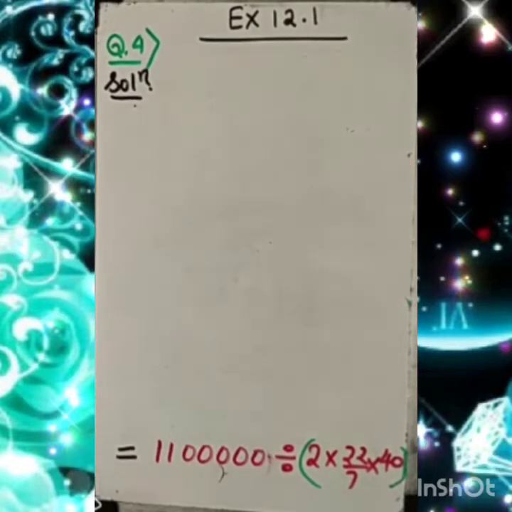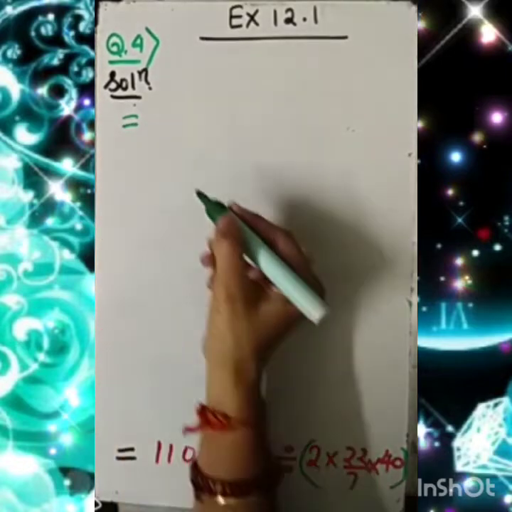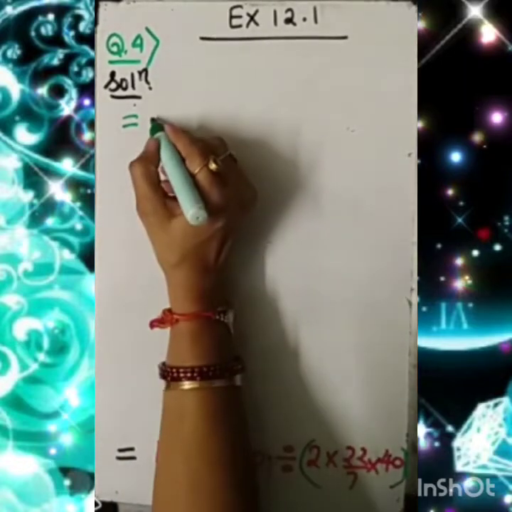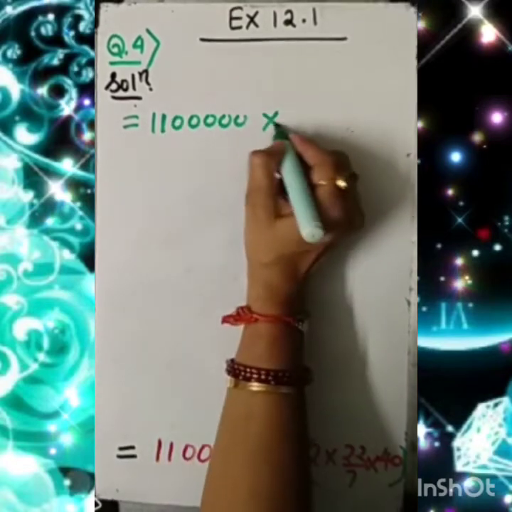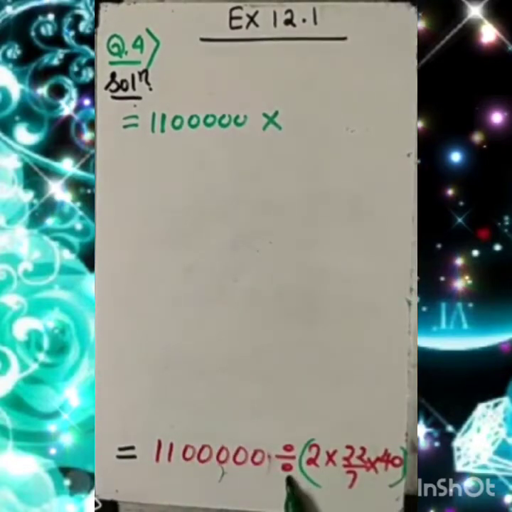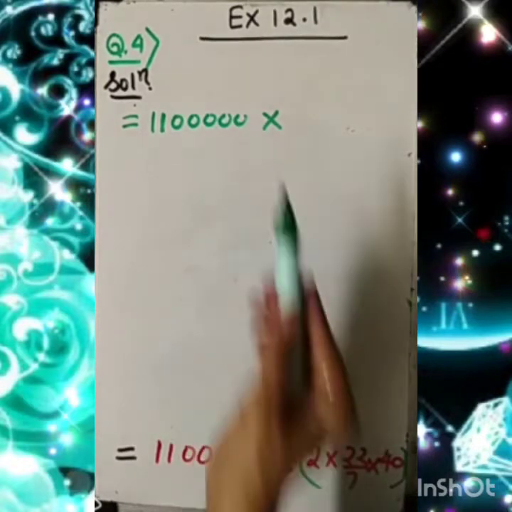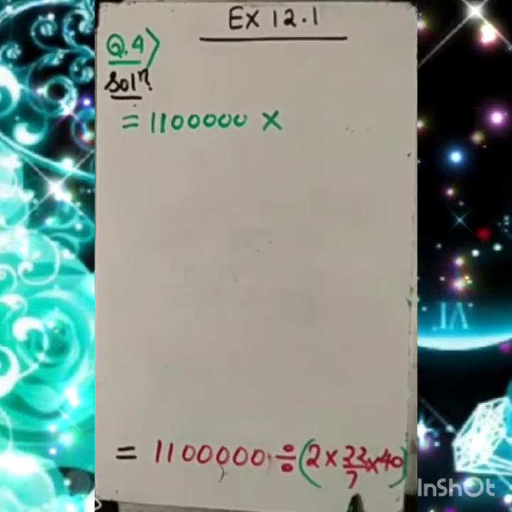So my dear student, here the simplification of this will become like that. Just look at your screen here: 11 and it has 5 zeros. Into. Because of divide I am writing into, all the terms which you find in the numerator will become denominator, and the denominator terms will become numerator. As we are multiplying here, we need to write the reciprocal of this full term.